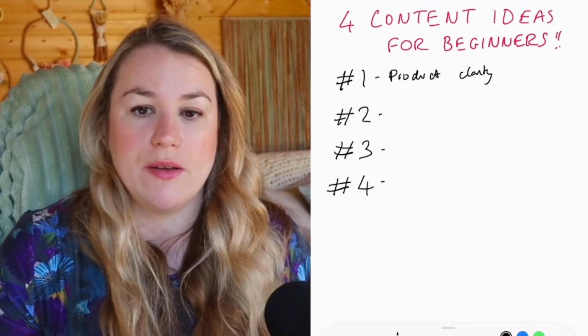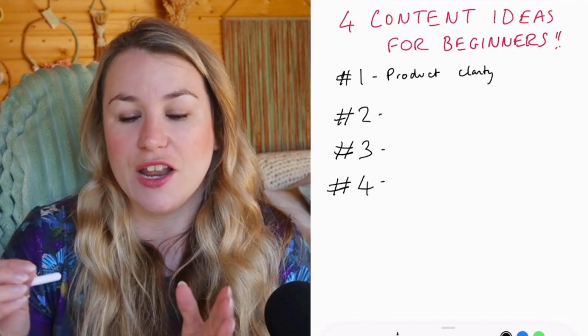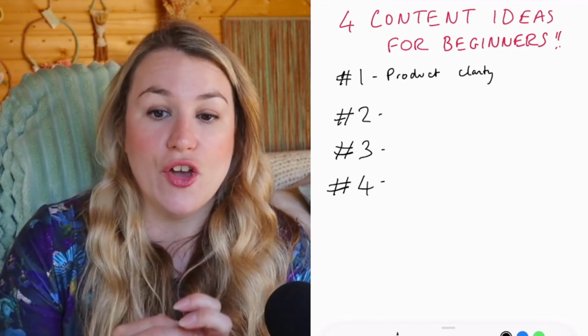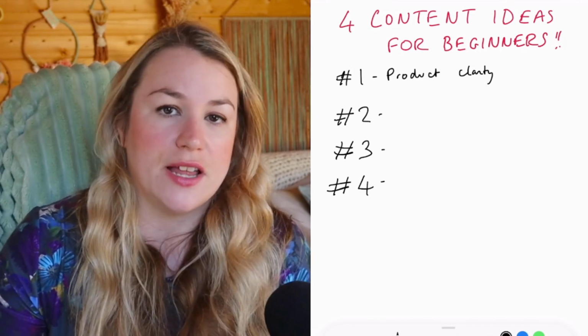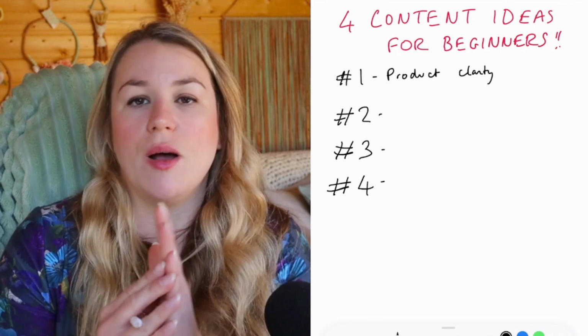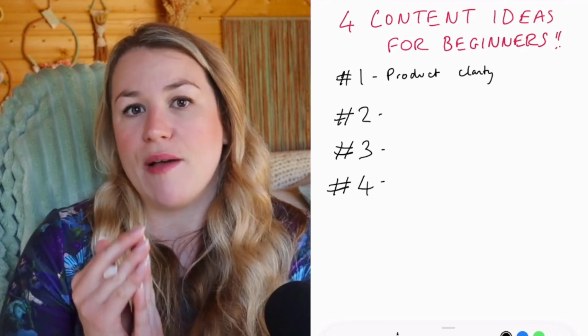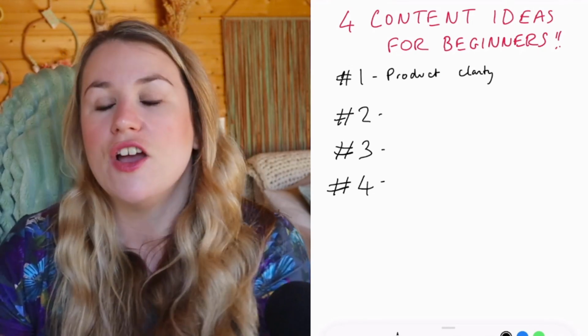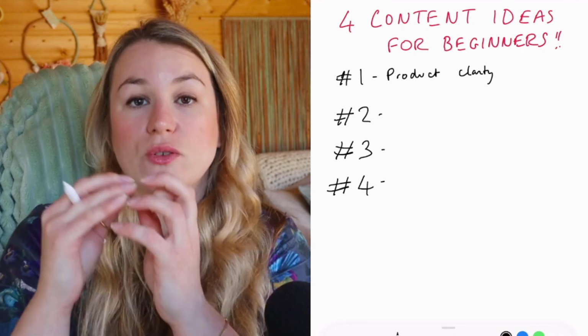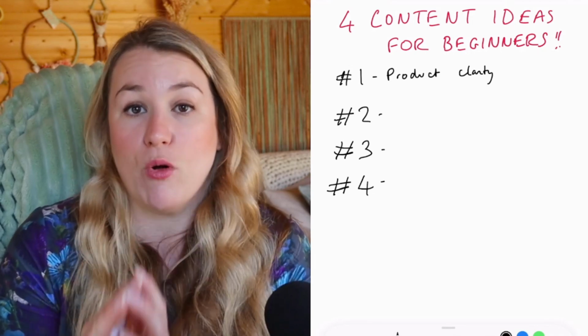Product clarity. So this is where you are showing exactly what it is, exactly who it's for, and you want to show size, use, details, or occasion. So an example here is a closer look at my new dog personalized gold necklace. Okay, you're being very specific and you're literally showing the product.